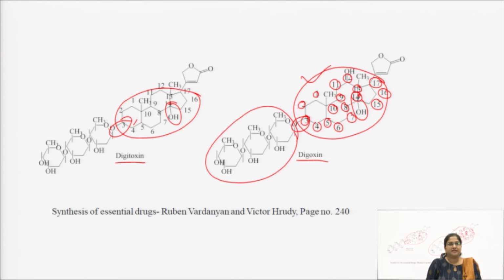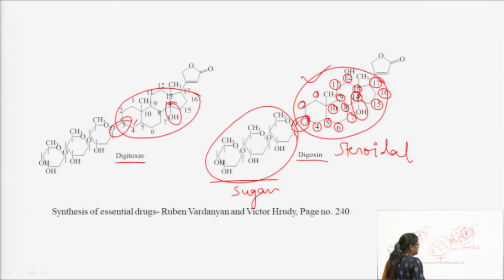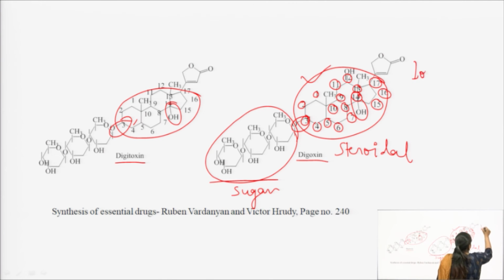We have already studied the structure. The structure has the sugar moiety and the steroidal moiety. The steroidal moiety is mainly responsible for the activity in CHF, and shows the inotropic activity. Inotropic we have discussed.